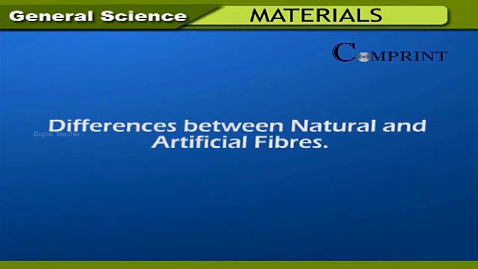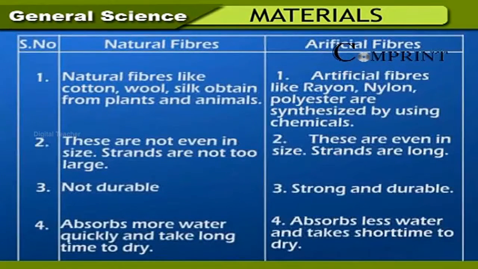Differences between natural and artificial fibers. Natural fibers like cotton, wool, and silk are obtained from plants and animals, whereas artificial fibers like rayon, nylon, and polyester are synthesized using chemicals. Natural fibers are not even in size, and strands are not too long. Artificial fibers are even in size, and strands are long. Natural fibers are non-durable.